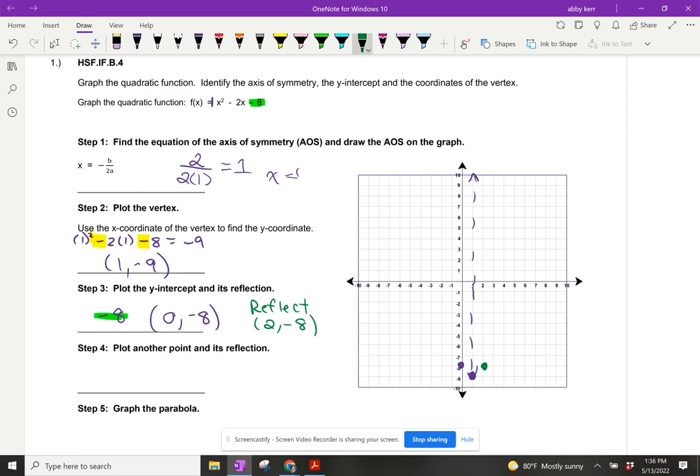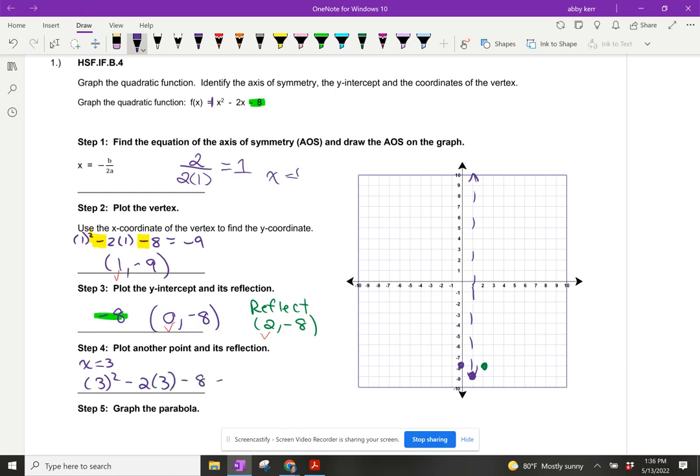Now for step 4, some of you are stumbling on this, and that's okay. You just want to make sure that you use the x value that you haven't used already. So we've already used 1, we've already used 0, we've already used 2. So I'm just going to pick 3. You want to stay close to the point, so your numbers don't get too crazy big. And then evaluate that by plugging it in.